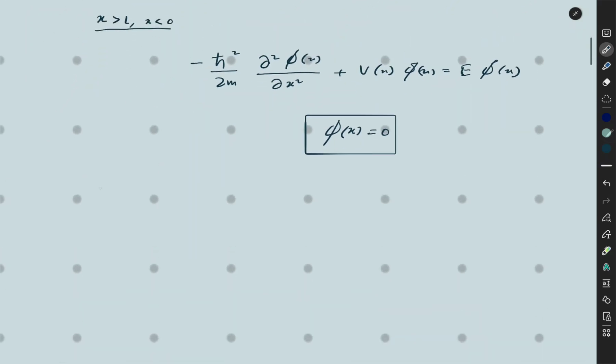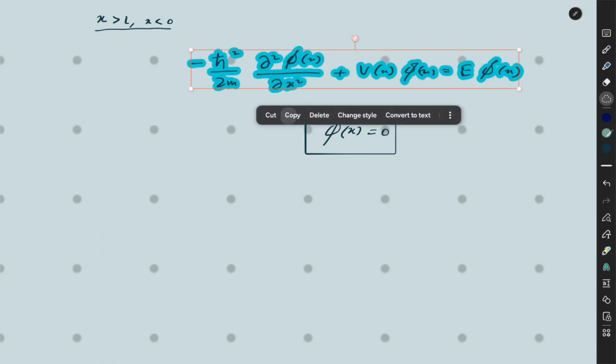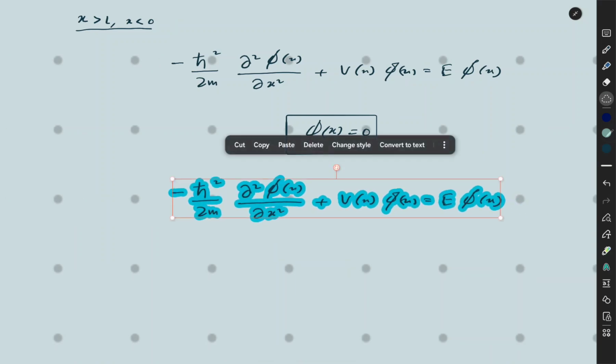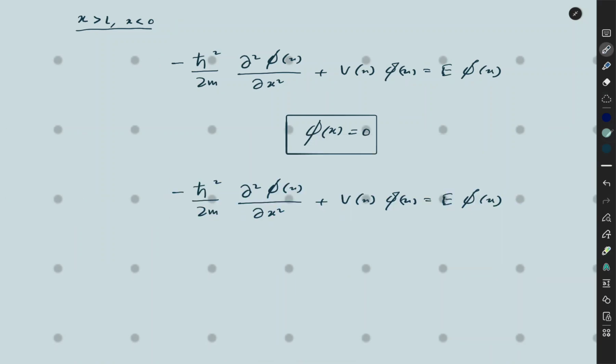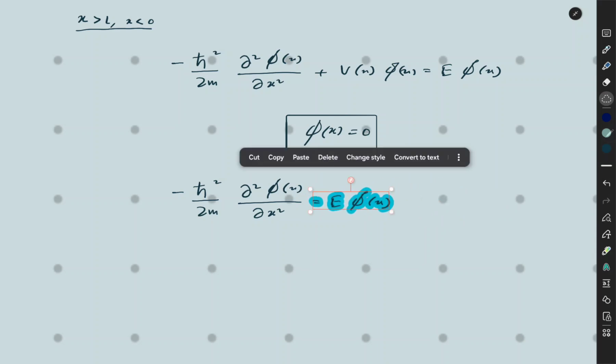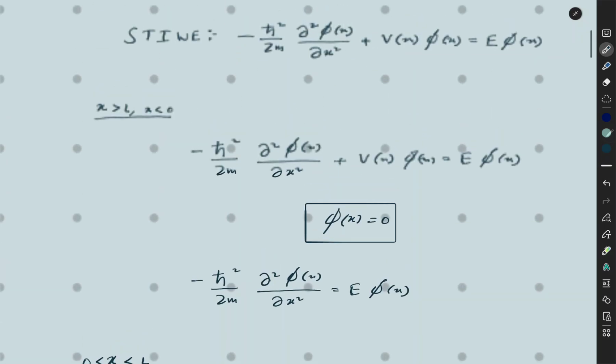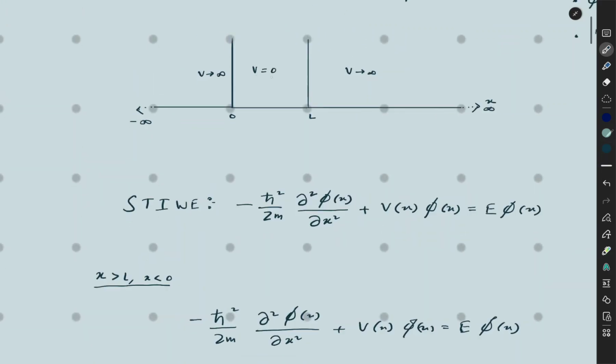So we can rewrite the above equation, let me just copy it and paste it here. This part will be gone and we will only get this equation. And for x ranging from 0 to L, we will be having the potential equal to 0.